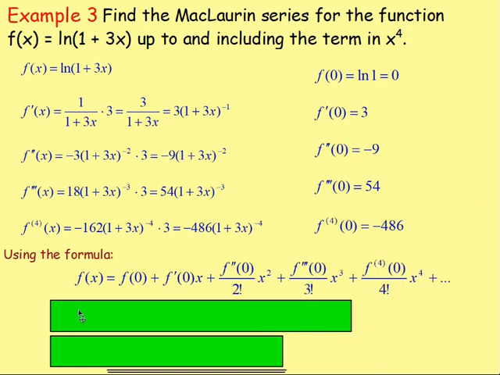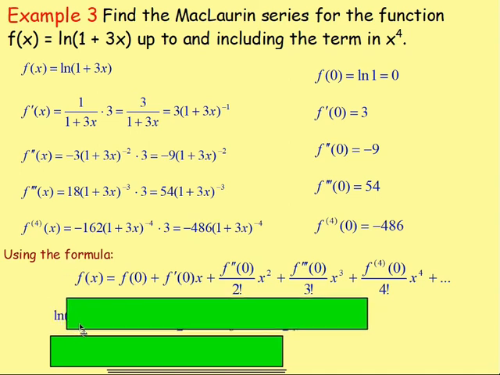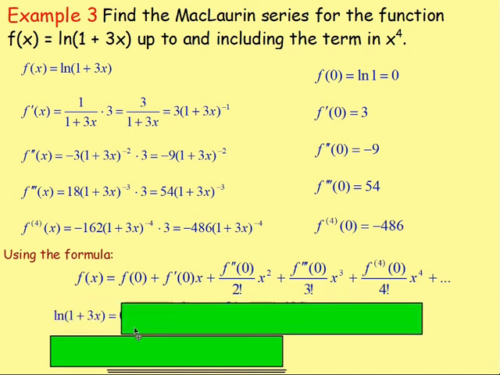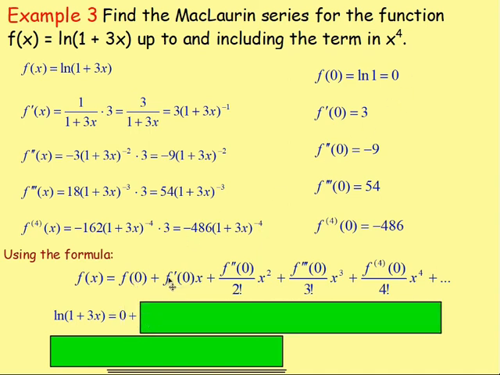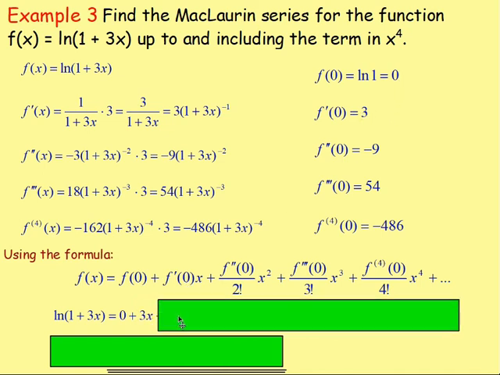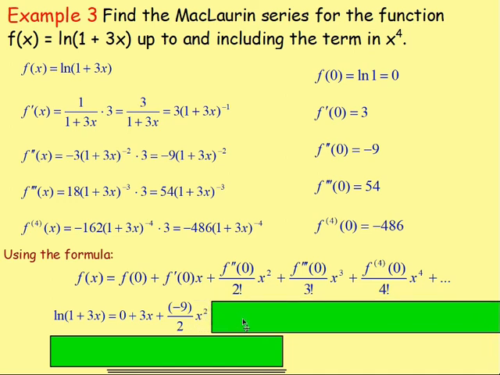Use that formula once again, so you've got ln of 1 plus 3x, that is our function, and if you express that as an infinite series, you can say that is equal to, well, f of 0 is just 0, plus f dash 0 worked out to be 3, so it's 3 times x, which is 3x. You would then have negative 9 over 2 factorial times x squared, which is negative 9 over 2 x squared.